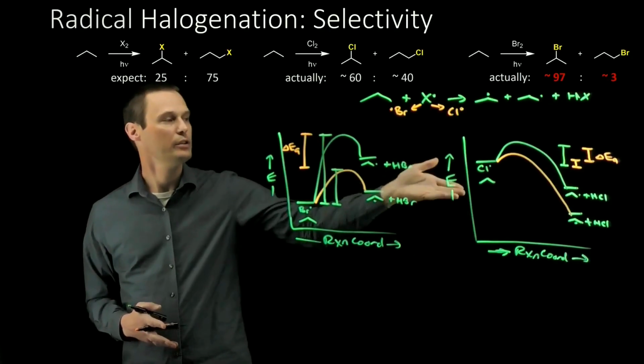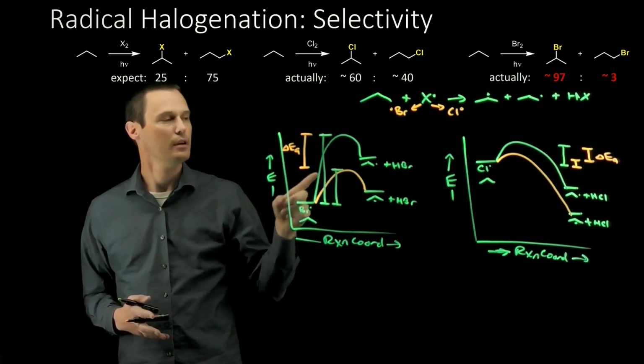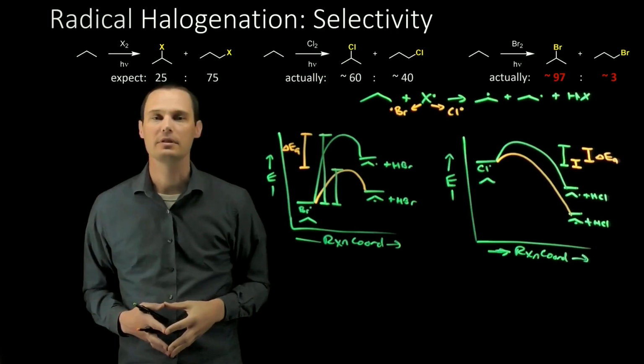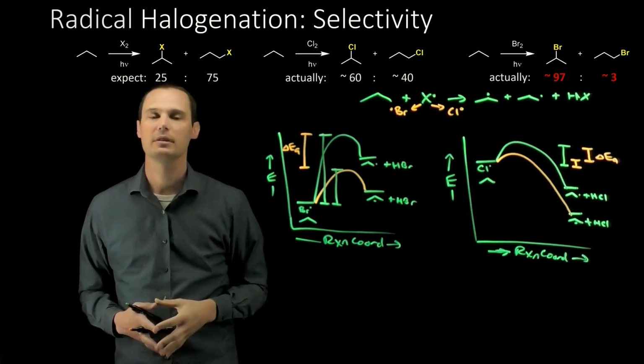The chlorination reaction is exothermic and therefore unselective. The bromination is endothermic and therefore selective. We can do the bromination reaction selectively, but not the chlorination reaction selectively.